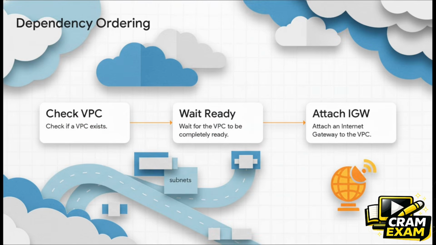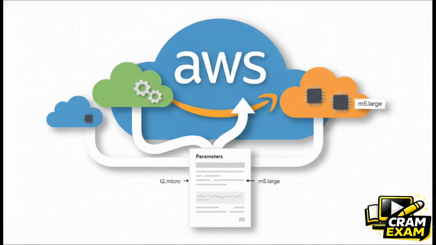Think about that for a second. You don't have to write custom code to check if a VPC exists and then wait for it to be ready and then attach an internet gateway. CloudFormation inherently understands dependency ordering. It mathematically maps out your resources, realizes the VPC has to exist before the subnets, and builds them all in the absolute perfect sequence automatically. It's really that smart.